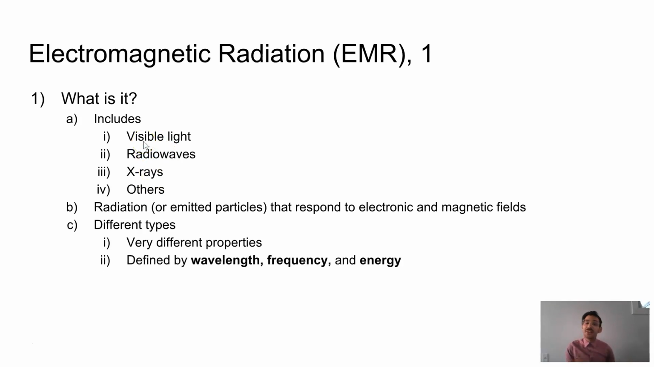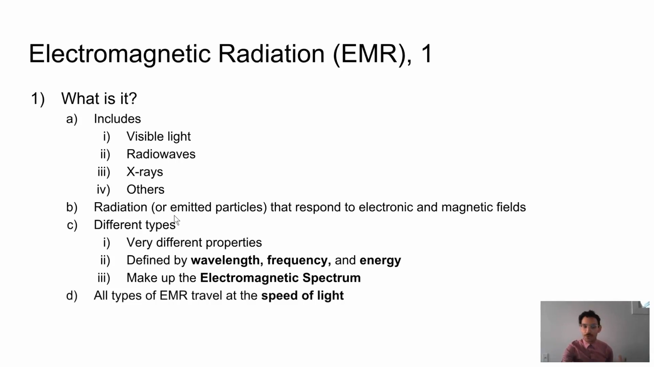Different properties. These properties of electromagnetic radiation are defined by wavelength, frequency, and energy. These are the three things that we define electromagnetic radiation by, and really, you only need one of these to be able to determine the others. All of these different types of electromagnetic radiation make up what we call the electromagnetic spectrum, which we'll look at later.